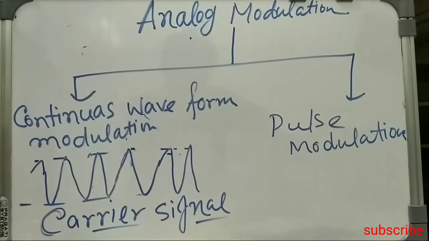Analog modulation is of two types: continuous wave modulation and pulse modulation. Continuous wave means the carrier signal is a continuous wave signal, I mean like a sine wave, and this is called continuous wave modulation. Pulse modulation, on the other hand, is when the carrier signal is a pulse signal, I mean 0, 1, and this is called pulse modulation.